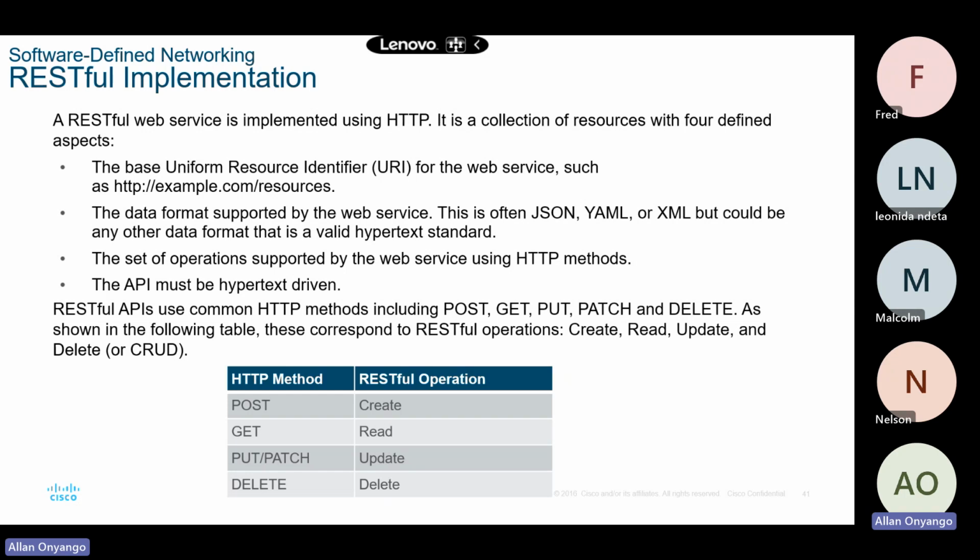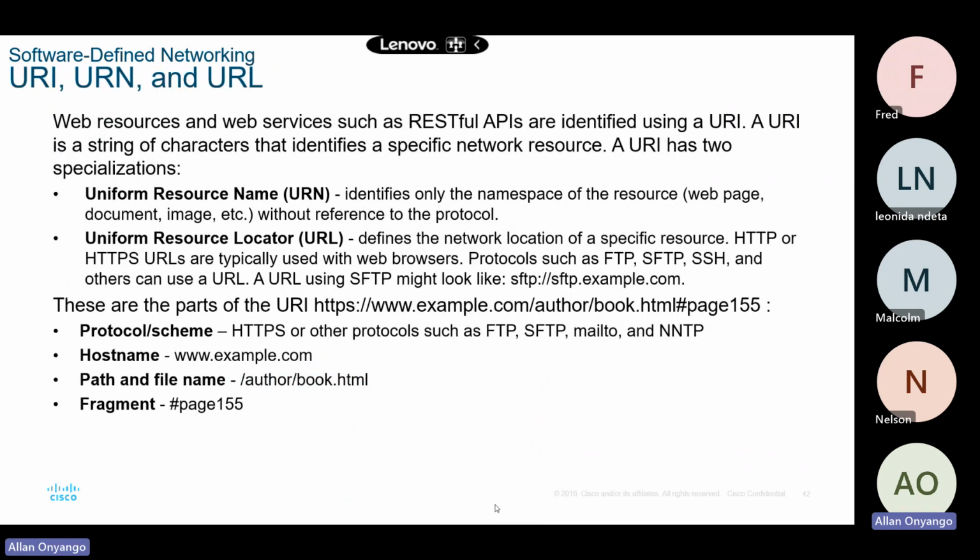So these are just some of the common HTTP methods, as well as corresponding RESTful operations that are used here. Now, there are three components, and this is part of software-defined networking, which can be used as part of resource request. So we have what's called the URI, URN, and URL. The URN is the uniform resource name. The URL is the uniform resource locator, and the URI is the uniform resource identifier.